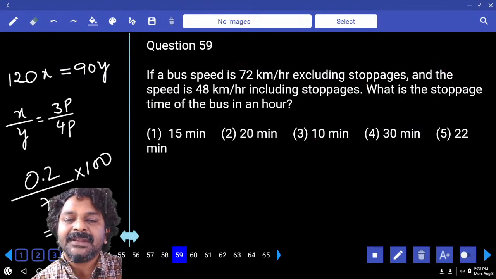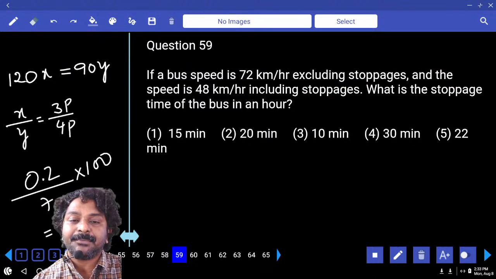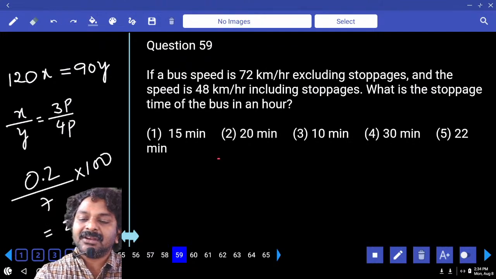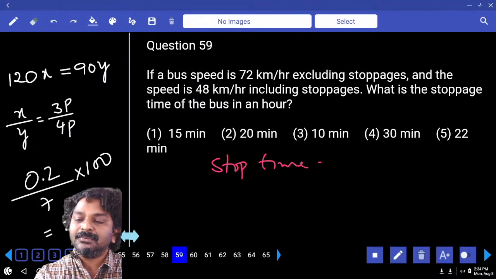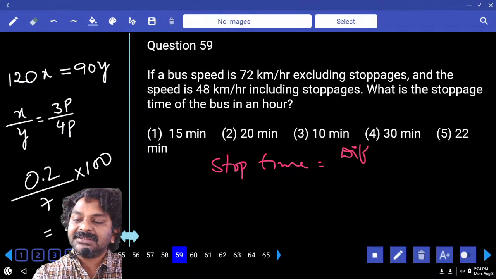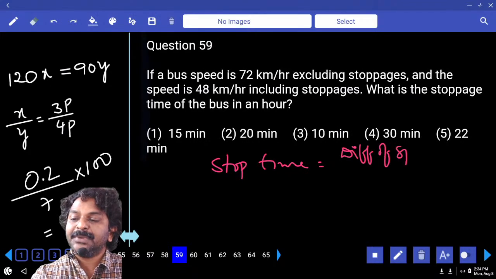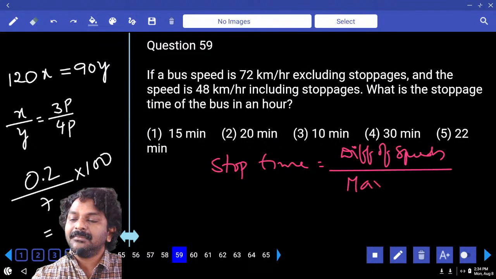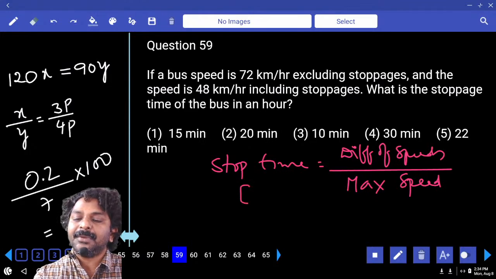If a bus speed is 72 km per hour excluding stoppages, and the speed is 48 km per hour including stoppages, what is the stoppage time? Right, there is a shortcut for it. Stoppage time is equal to the difference of speeds by the maximum speed. Do remember, you get the stoppage time in hours.